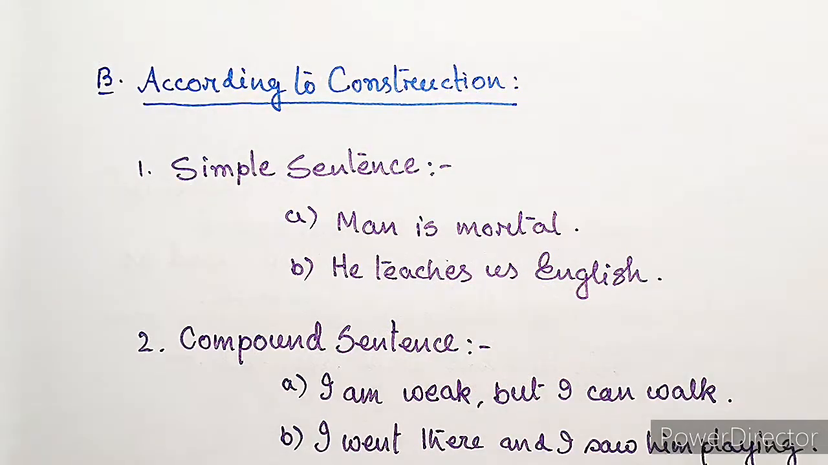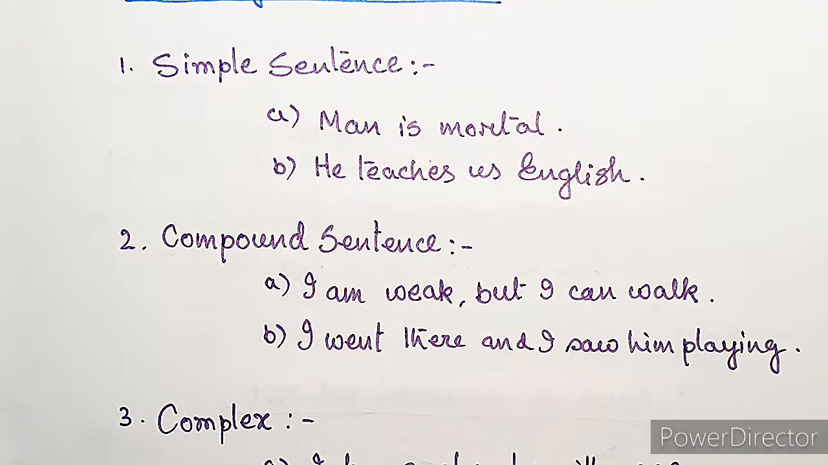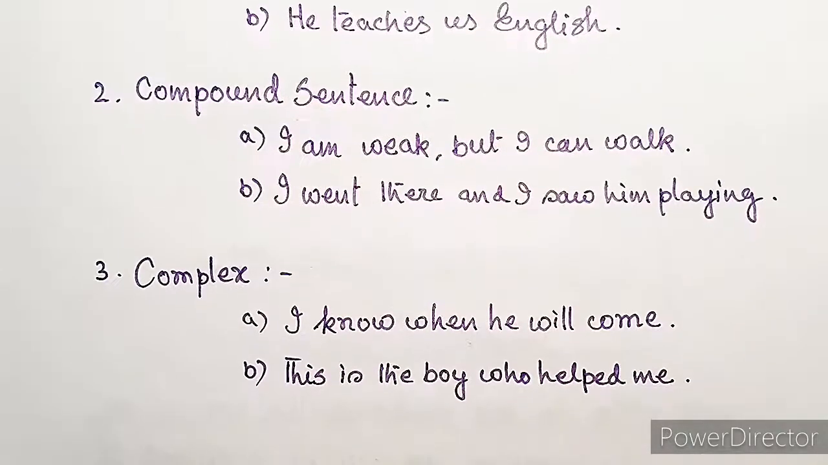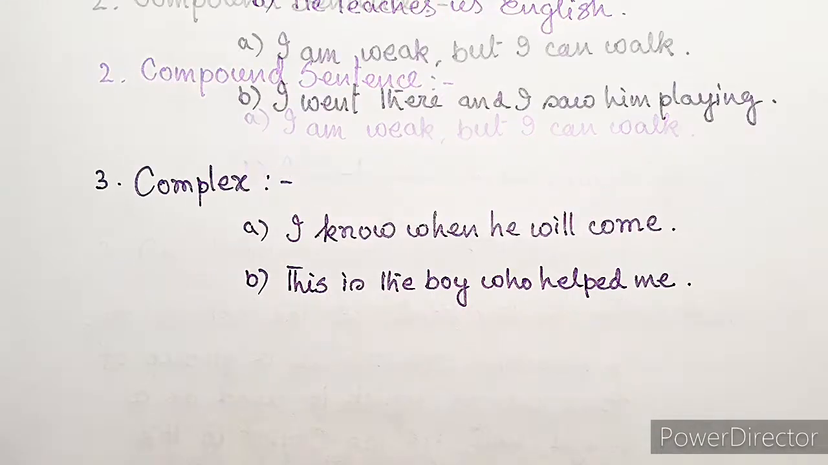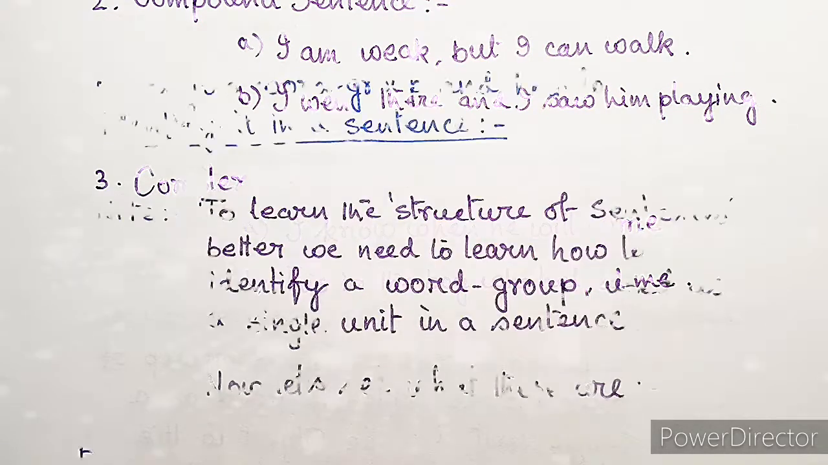According to construction, the sentences are of 3 types. Number 1, a simple sentence. See the examples. Man is mortal. He teaches us English. Number 2, the compound sentence. See the examples. I am weak, but I can walk. Next example, I went there and I saw him playing. Now the final one, the complex sentence. See the examples. I know when he will come. And the next example is, this is the boy who helped me.